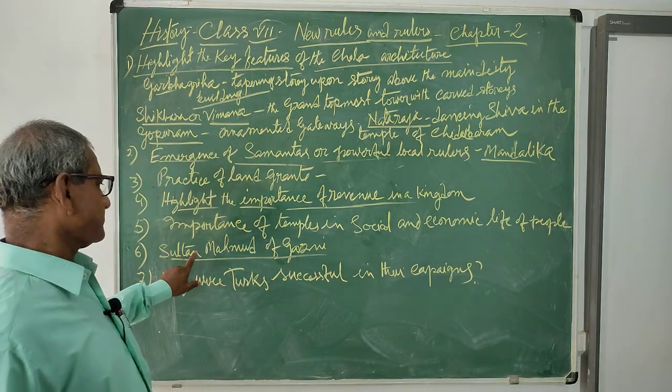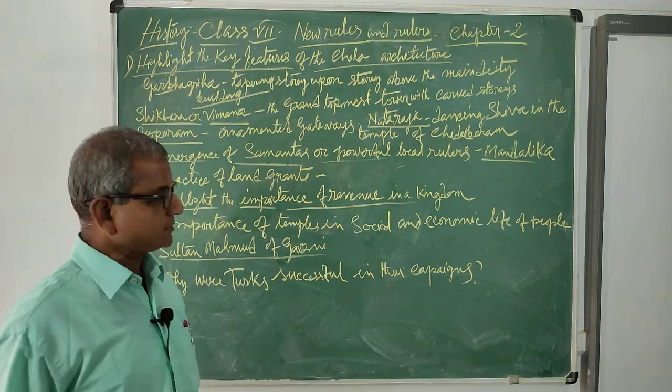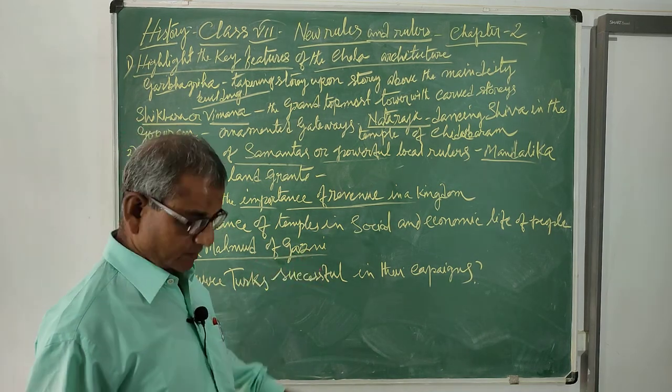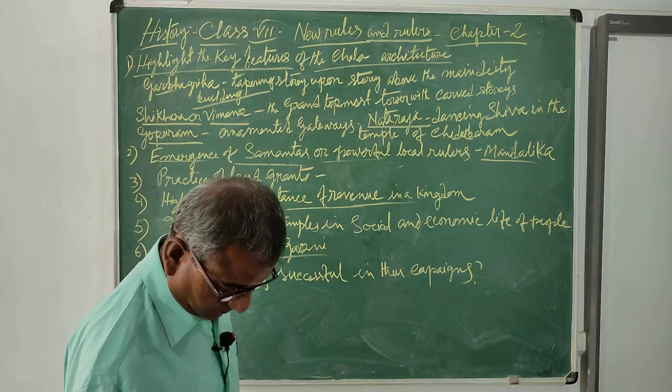Now, our next topic is Sultan Mahmud. Sultan Mahmud was of Ghazni. He invaded India 17 times.